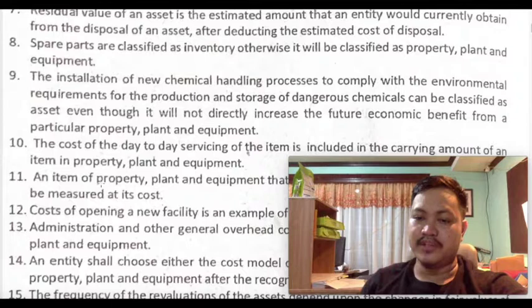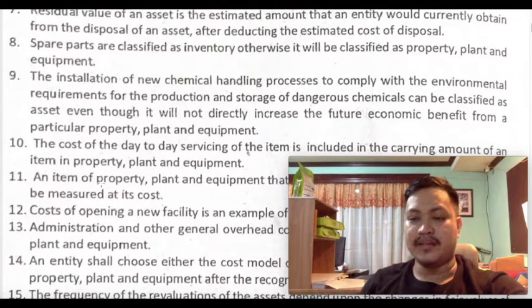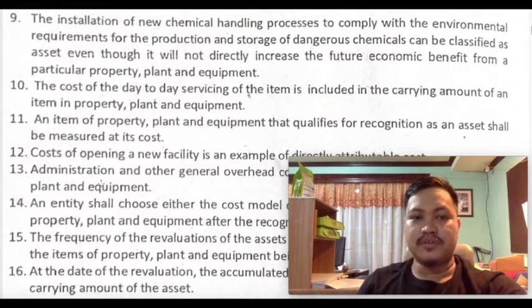Capitalization of a subsequent cost, class, is more of an exemption than a general rule. Our general rule is that subsequent costs should be expensed because they are understandably not necessary costs to bring the asset to its intended use, location, and condition. Which leads us to number 10, class. The cost of the day-to-day servicing of an item of PPE is included in the carrying amount of an item of PPE. So again, if it's just maintenance, class, if it's just repairs, it should not be capitalized but should be expensed. So number 10 here is false. It should not be included in the carrying amount. The day-to-day costs, class, to service or maintain the PPE should be expensed.